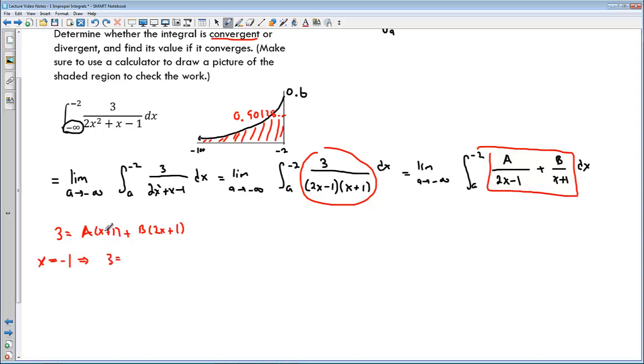Well, you'd have 3 on the left. If you plug in -1, this term's going to go away, so it's just a great big 0. And then over here, you get B times, and if you plug in -1 on this one, oops, better be careful. I copied that down wrong. So right here, that's not a -1. That's not a positive one.